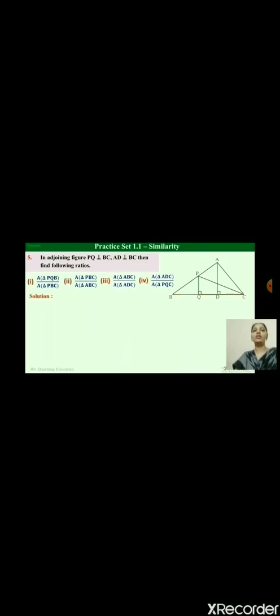Now let's start with the third question. Now the ratio of the area of triangle ABC and the area of triangle ADC is equal to B1 into H1 upon B2 into H2. Reason again, the ratio of areas of two triangles. Compute the values. B1 is BC, H1 is AD, B2 is DC, and H2 is again AD.